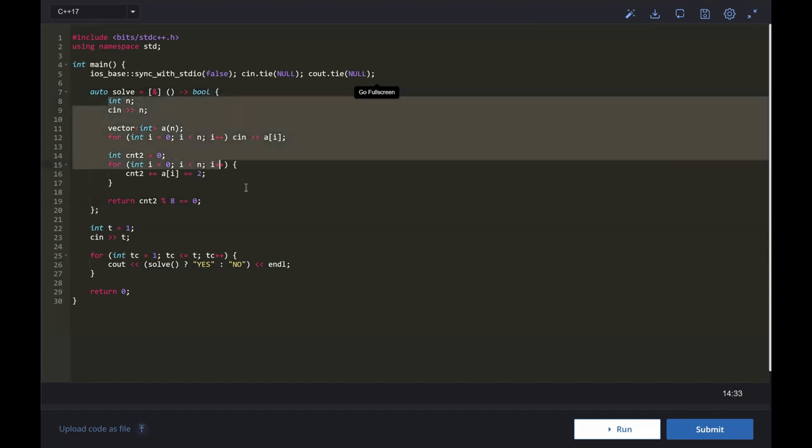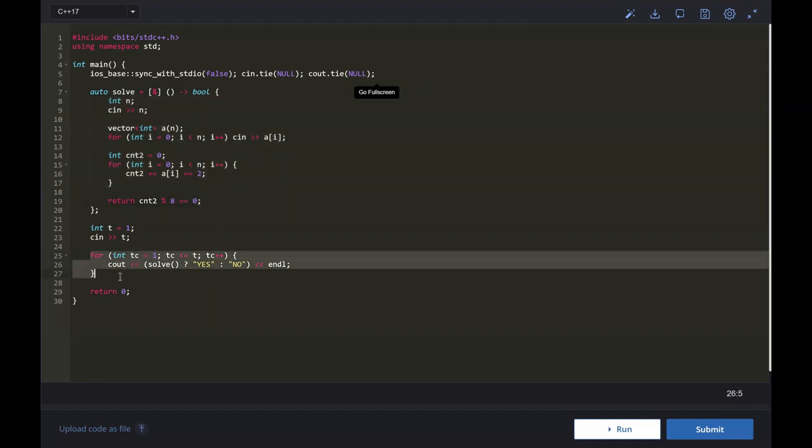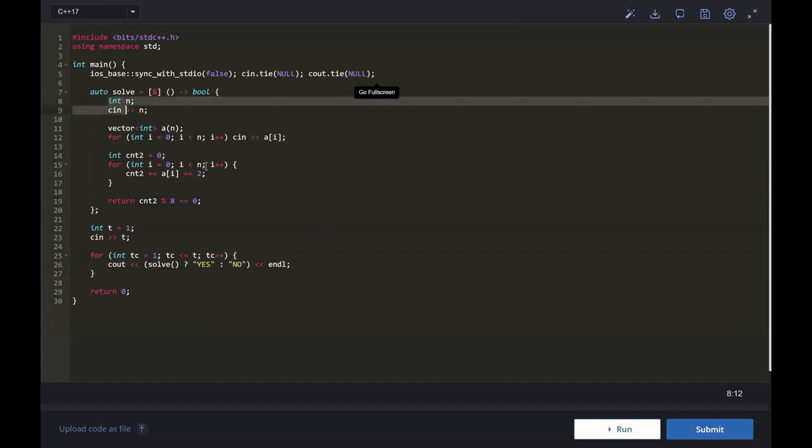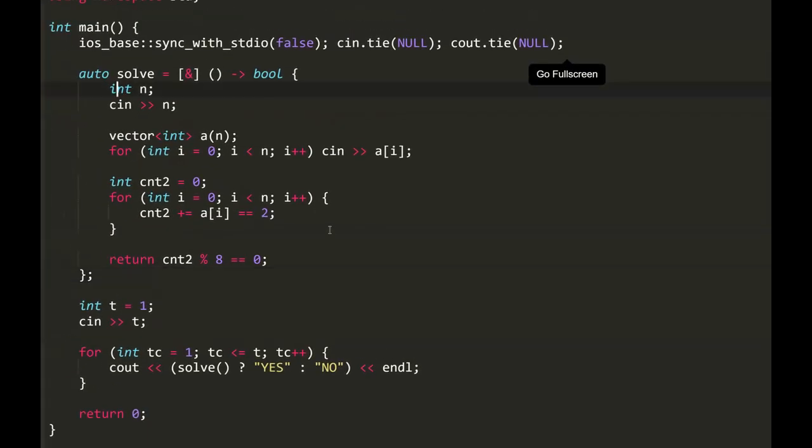So you don't really have to worry about anything else. Just see that inside the for loop for the test cases, I have been calling this function and have been getting some true or false as the answer. If I get true, then I will print yes. Otherwise, I will print no. So just focus on this part for the test case.